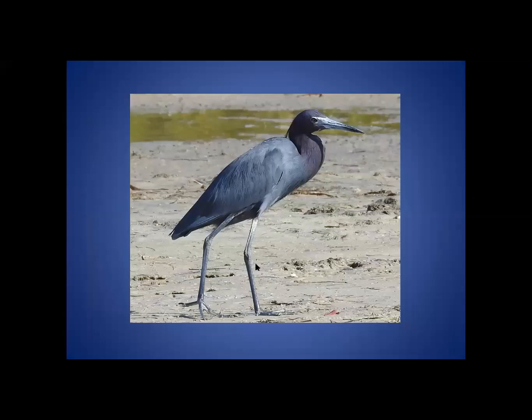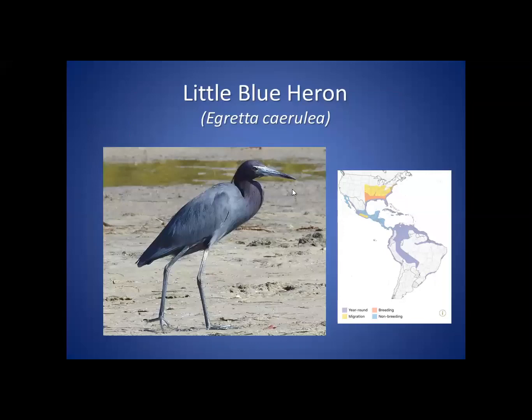Okay, that's right. Diana's got it. So overall blue, the steel blue bird, a little bit purple in the head and the neck, gray bill tipped in black. Yeah, we got it. Very nice. Yeah, the little blue heron. Very good.